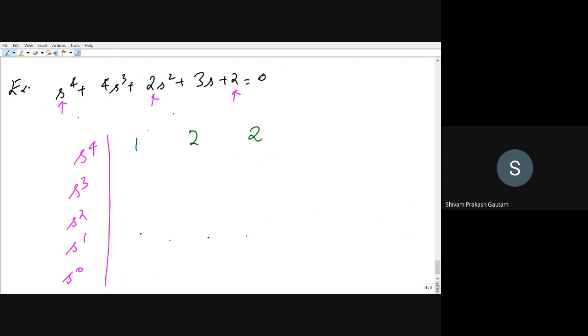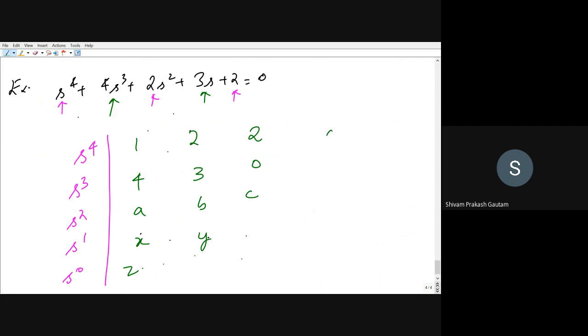Now we will fill the odd powers of s. This is s to the power 3, s to the power 1. So 4 and 3 are the only ones there and no other. So we can write it here. Now we have to calculate this a, b, and c, and you can write here x, y, and z. So you have to calculate all of these terms.